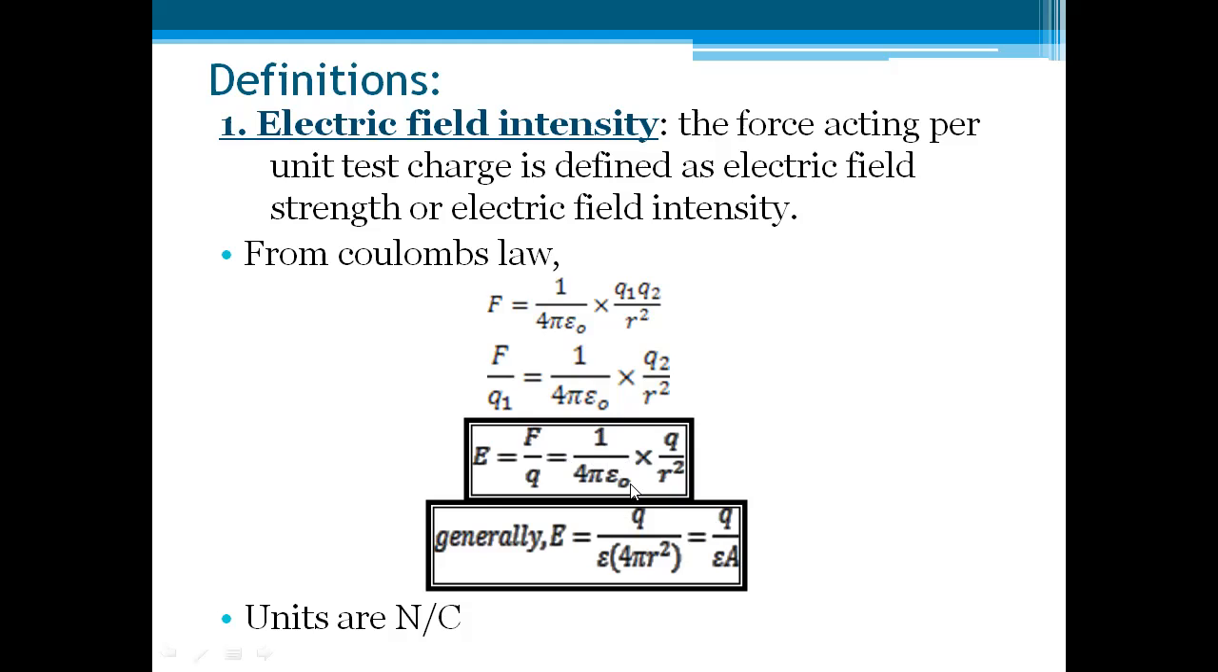Now, in this, if you place epsilon naught aside, you will have 4 pi R square, which is nothing but the surface area of a sphere. So in place of 4 pi r square, you can replace it with A. Therefore, Q by epsilon A is nothing but electric field intensity. And the unit for electric field intensity, as it is the ratio of force per charge: the unit for force is Newton and the unit for charge is Coulomb. Therefore, the unit for electric field intensity is Newton per Coulomb.